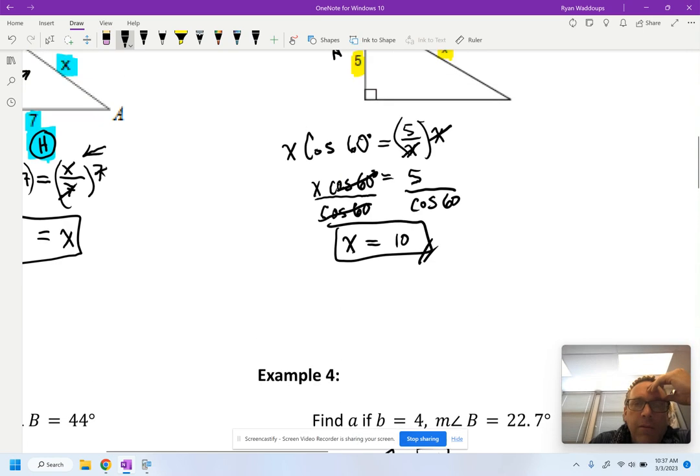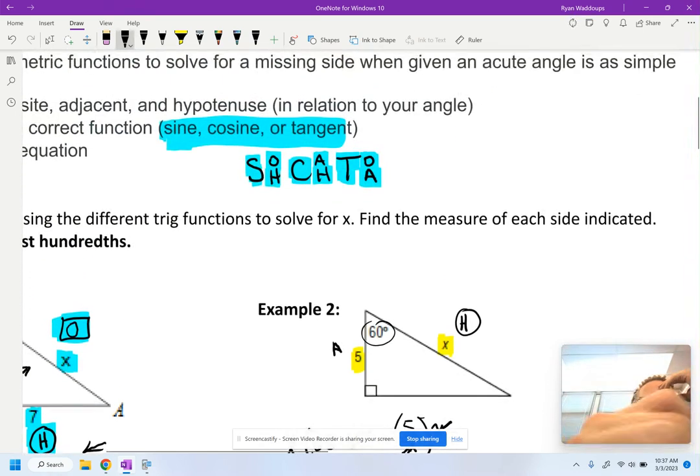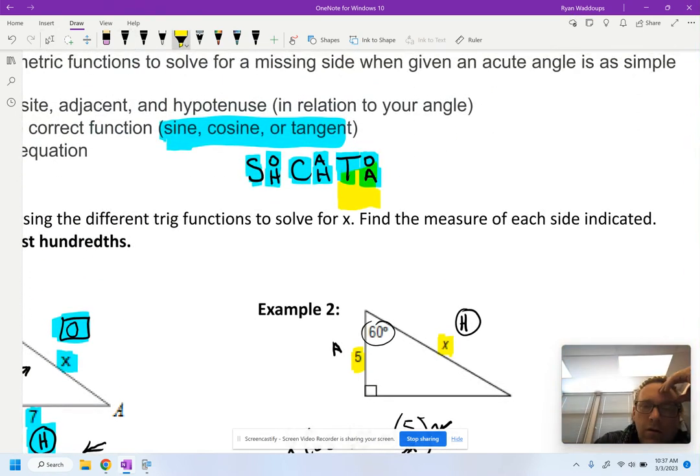So I've got O and A. That means that I'm dealing with tangent. The tangent is the opposite over the adjacent.